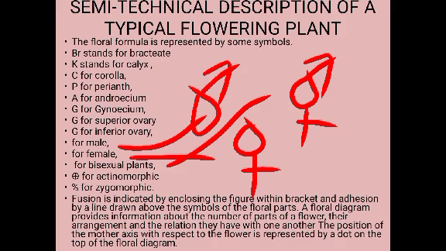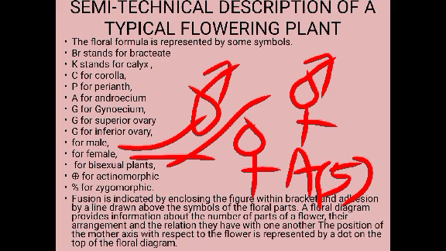Then if the floral parts are fused, for example, if 5 stamens are there and they are fused, how do we denote it? First we show androecium, then we show 5, then we put it in brackets. That means the 5 stamens present in the flower are fused. Fused means joined together to form a bundle.